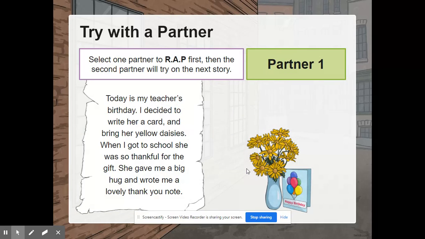Select one partner to wrap first, and then the second partner will try the next story. We're just going to try this one together.